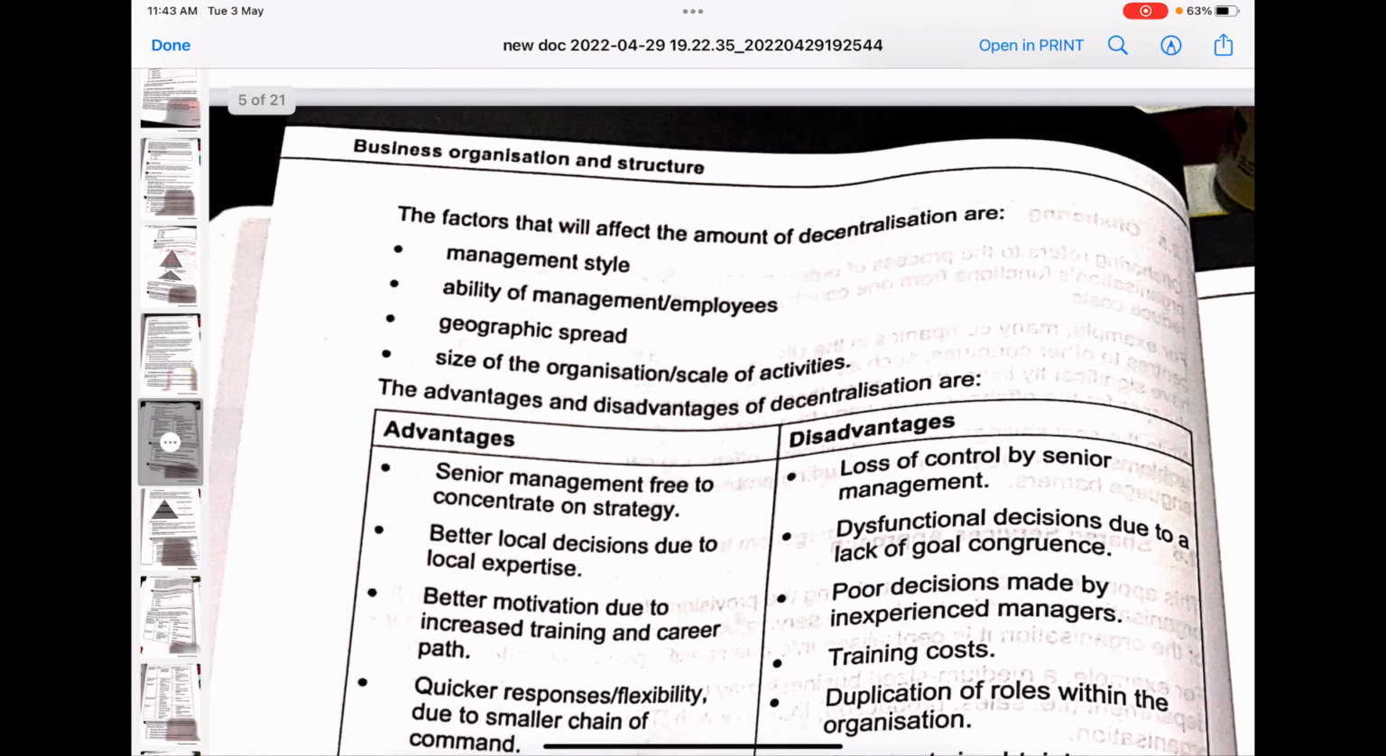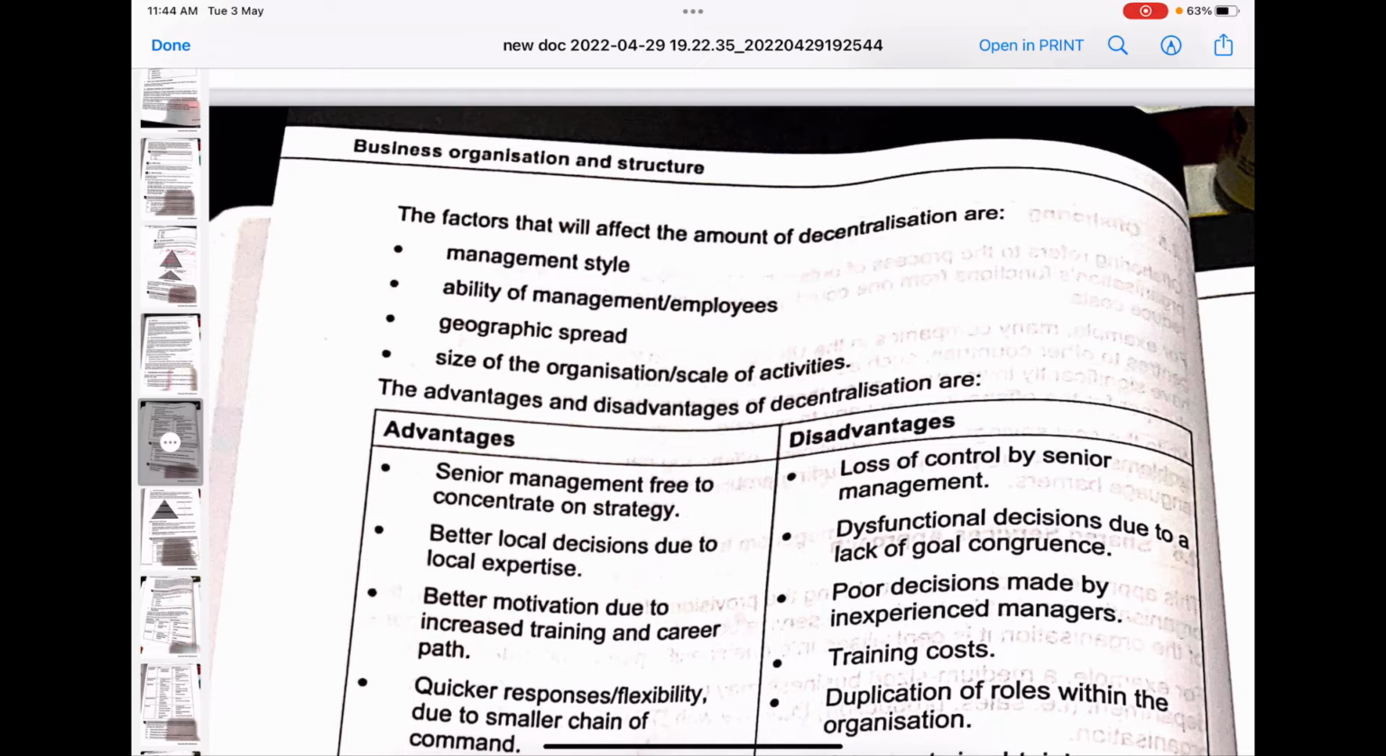So centralization is when the senior members of the managers, the top level management, retain the decision making authority with them, whereas decentralization is when they give the authority to the lower levels of the management as well.